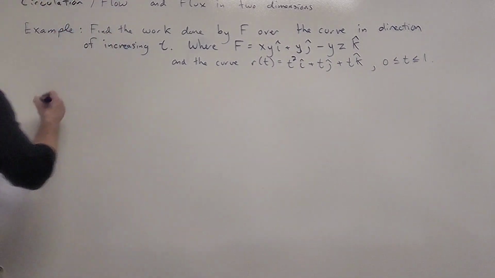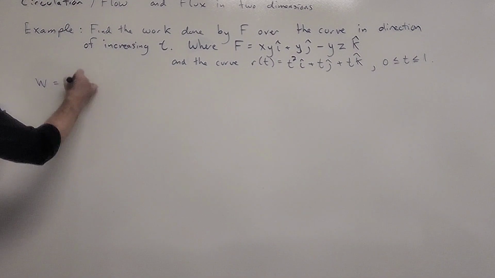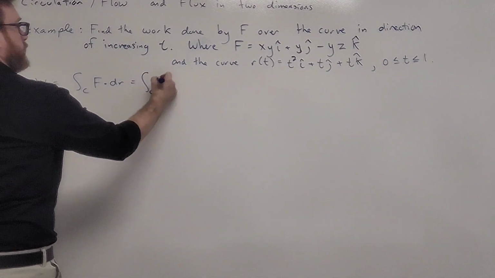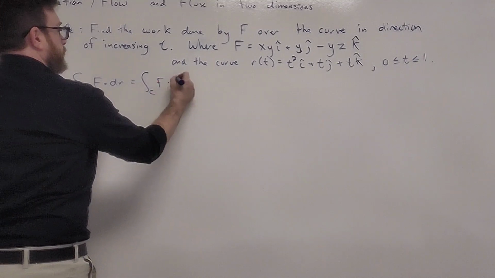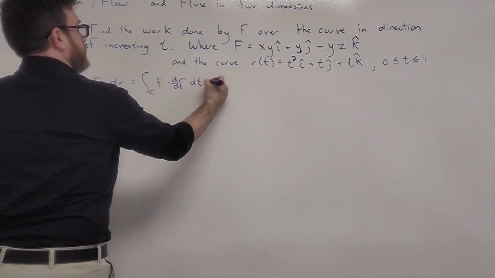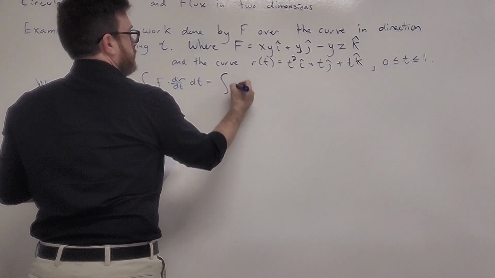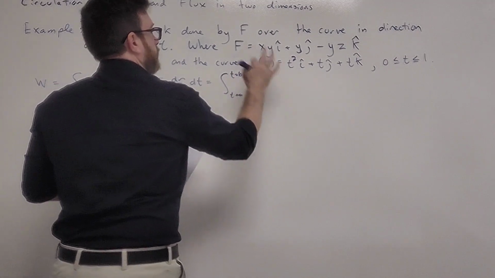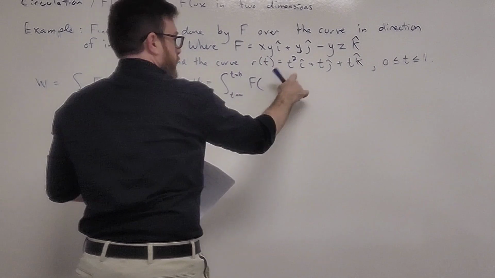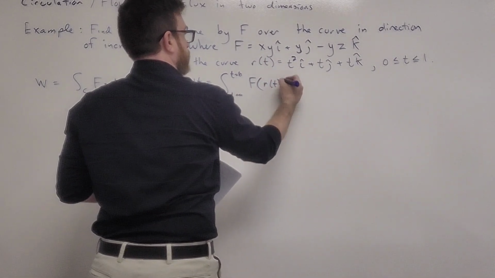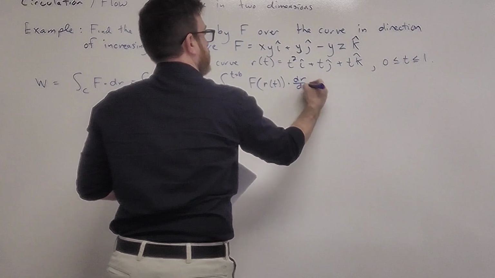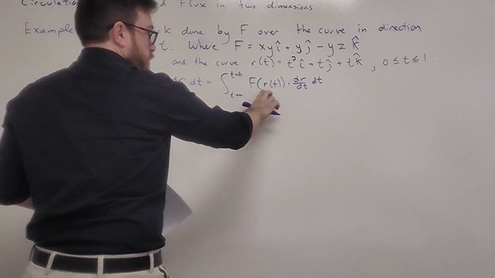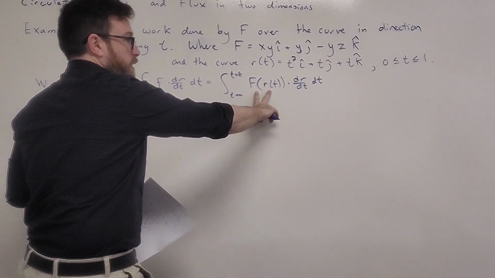So we know that in order to find the work done, our work is going to be equal to the integral over C of F dot dr, which simplifies to the integral over C of F dot dr/dt dt, which eventually becomes the integral from t equals a to t equals b of the field evaluated at the curve, so evaluated at r(t), times the derivative of r(t) with respect to t. So in order to find this, I'm first going to have to figure out what the field is evaluated at r(t).